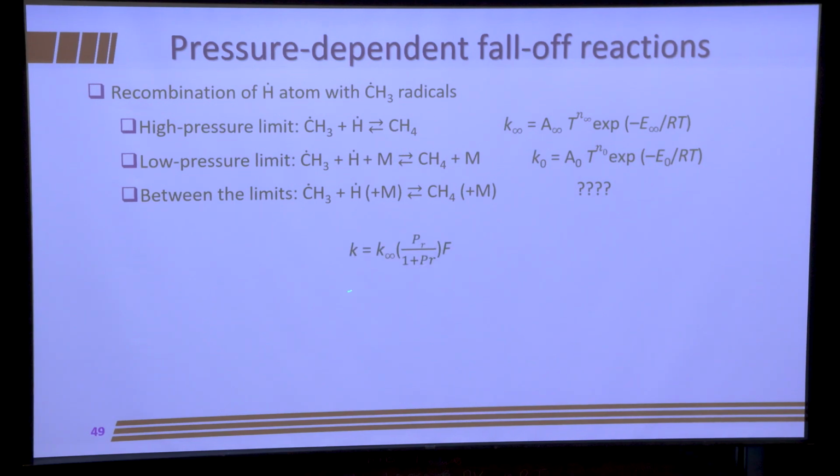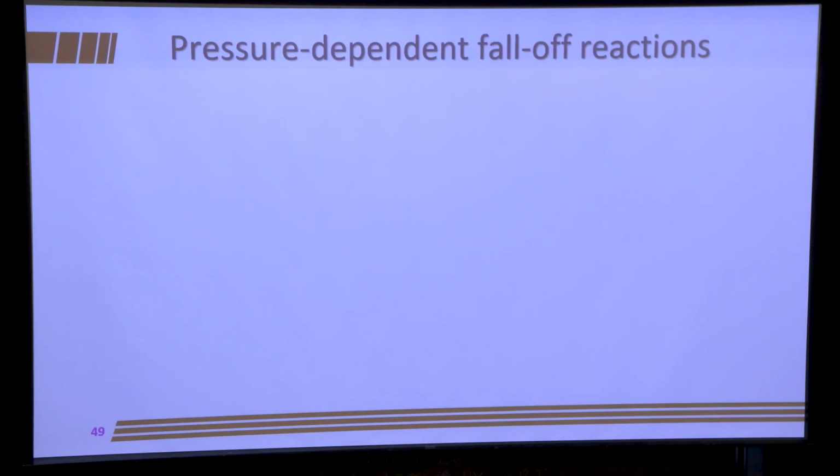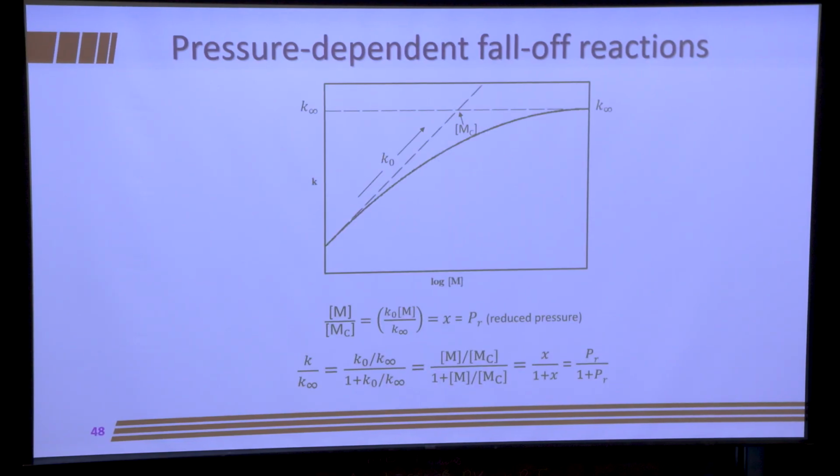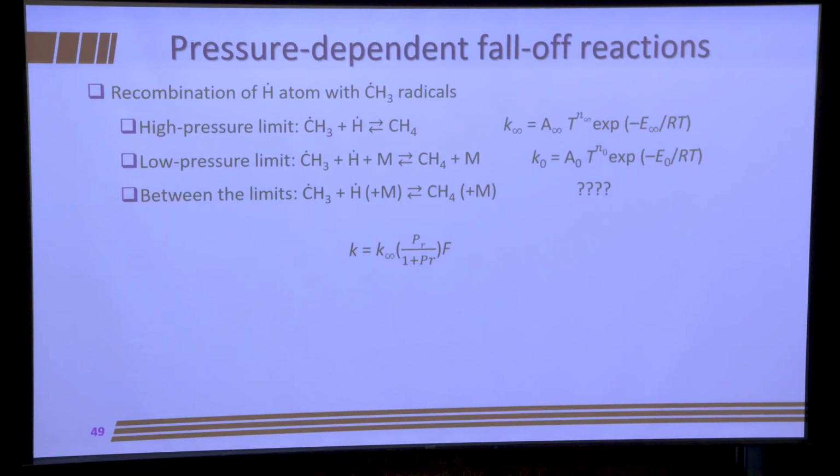So we have this expression here in general then. If I go back for a second, we had the rate constant is equal to K infinity times the reduced pressure all over 1 plus the reduced pressure. If we just bear that in mind. So we have the rate constant is equal to K infinity times the reduced pressure over 1 plus the reduced pressure. But there's another term then that we use.